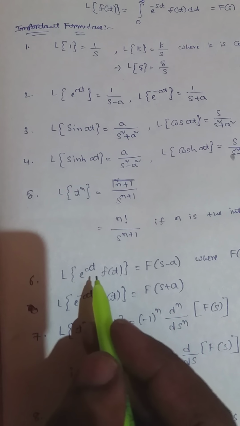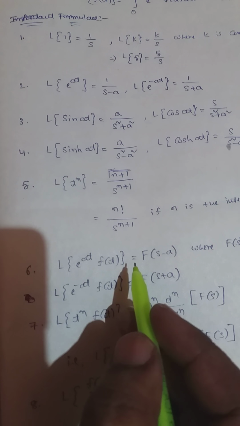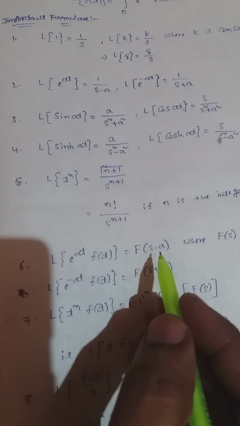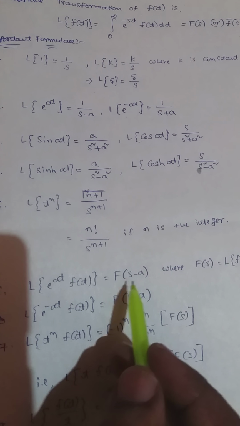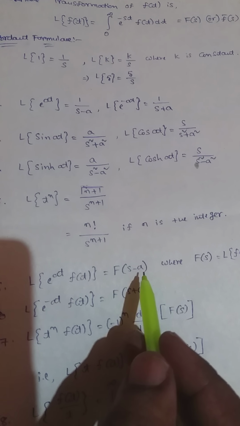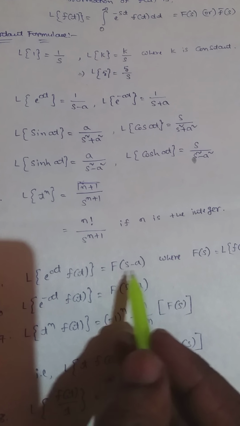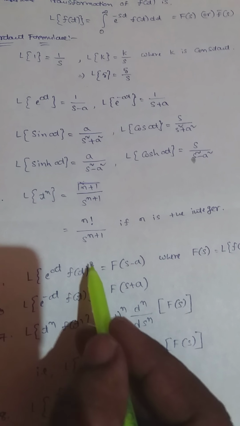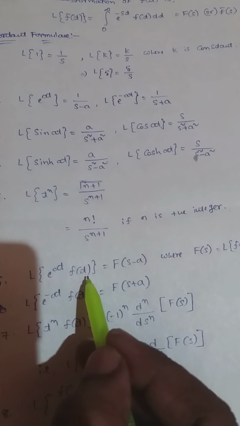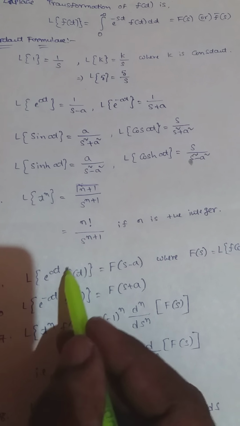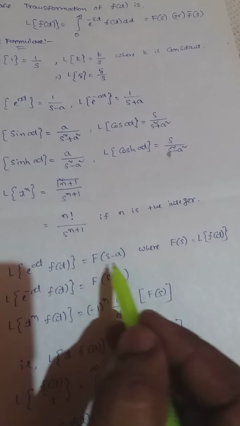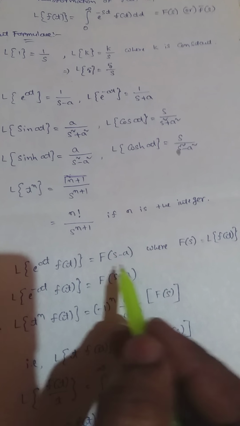And here L of e power at into f of t, the answer will be capital F of s minus a. As I explained before, what is meant by capital F of s minus a? In capital F of s, replace s by s minus a. What is capital F of s? It is the Laplace of f of t. First we have to find the Laplace of f of t, and as you know, Laplace of f of t is denoted by capital F of s. Simply the answer will be, in capital F of s, replace s by s minus a.